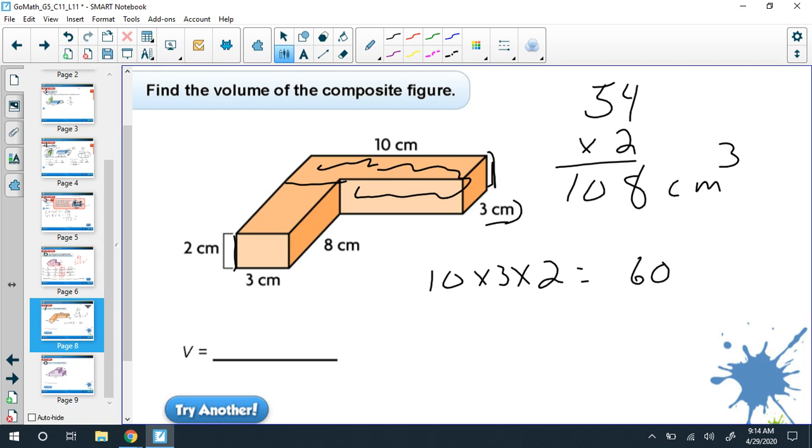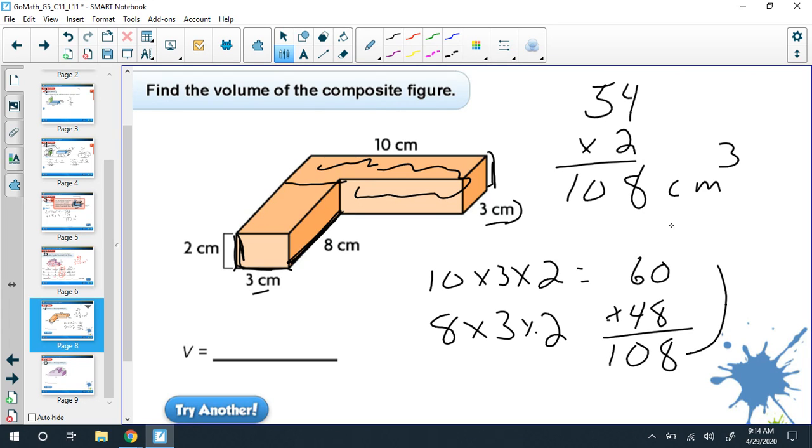Then we're going to move over here to this one. Here we have a side length of 8. This length is 3. And again, the whole thing is 2 centimeters tall. 8 times 3 is 24. 24 times 2 is 48. And we're just going to add them together. 8 plus 0 is 8. 6 plus 4 is 10. So these two numbers match up.